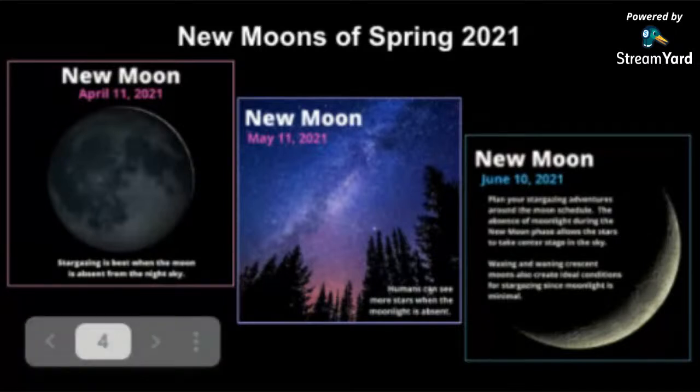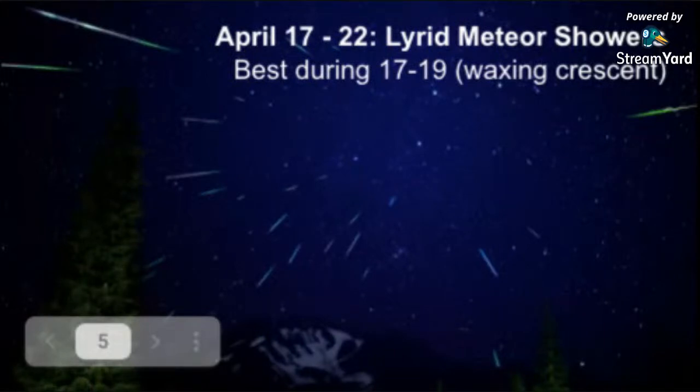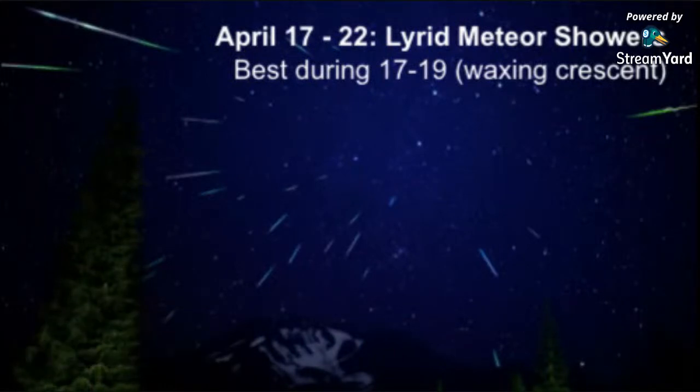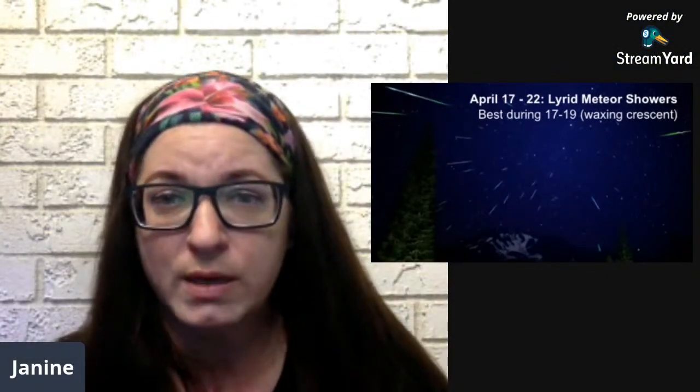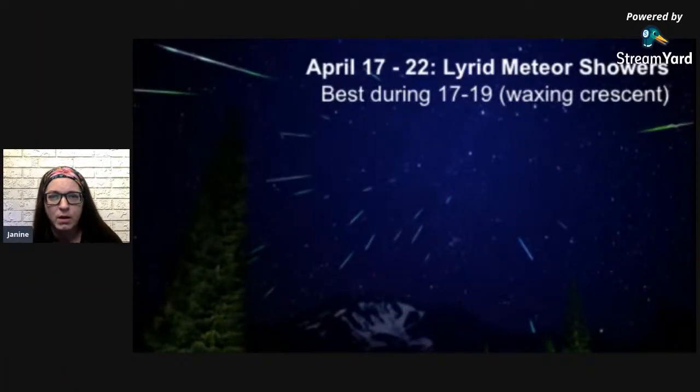But yeah, those are the new moons. For April, the major event going on is the Lyrid meteor shower, which peaks from the 17th to the 19th. That's nice because the moon isn't extremely bright. It's in a waxing crescent phase, so these are really great times to see the meteor showers as well. I'll be posting on the community board as a reminder to go out, but you may see some meteors during this time.